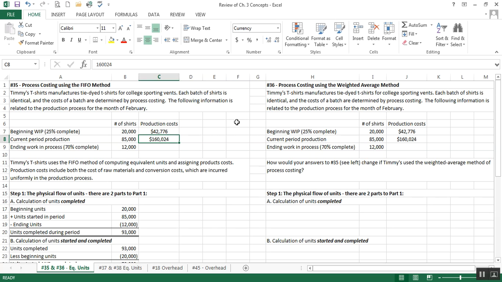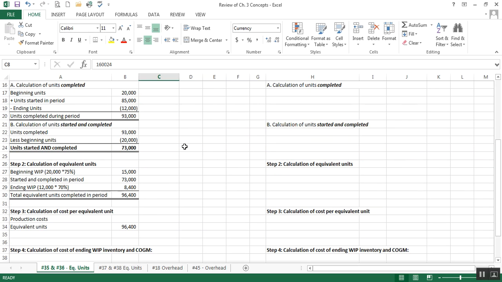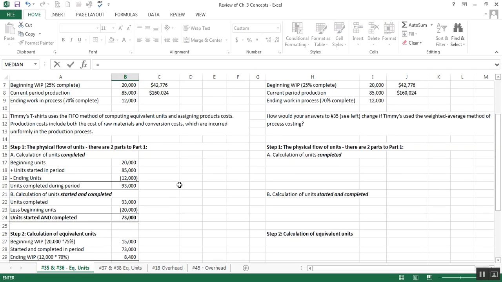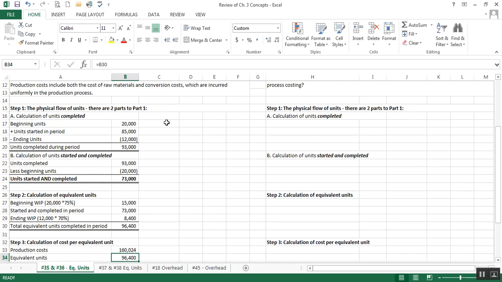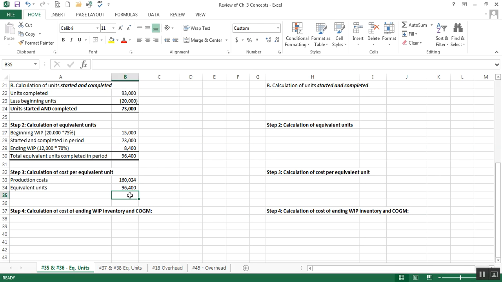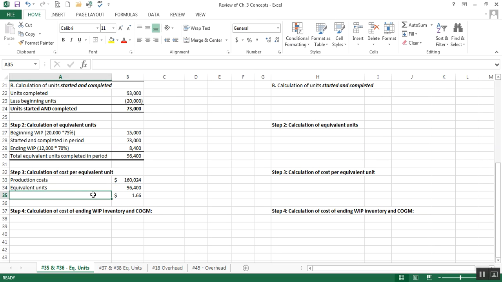So we're going to focus on these costs, the $160,024. So that's the cost that we're going to look at to identify the cost per equivalent unit. So it's going to be the 160 divided by the equivalent units of 96,400. So it gives us a cost per equivalent unit of 166.